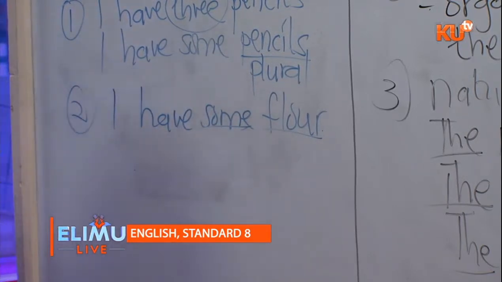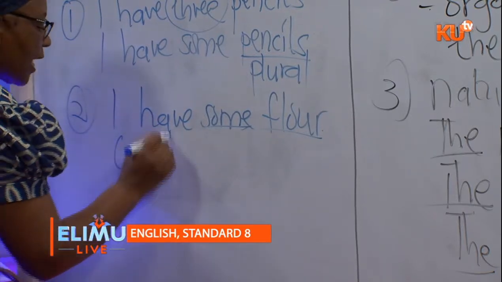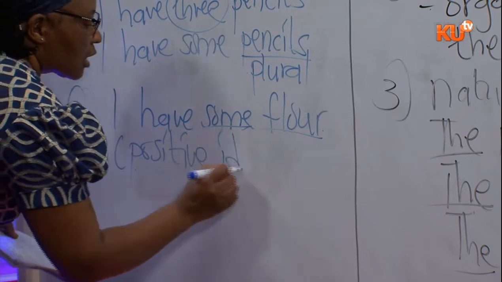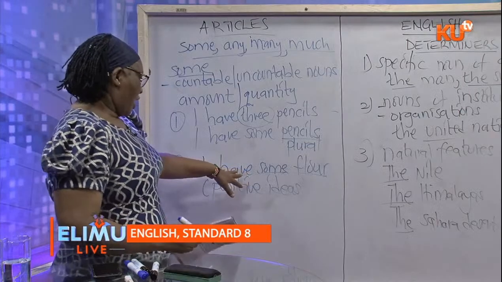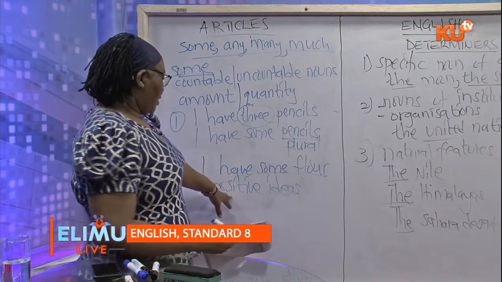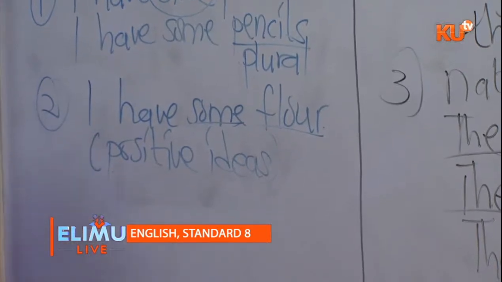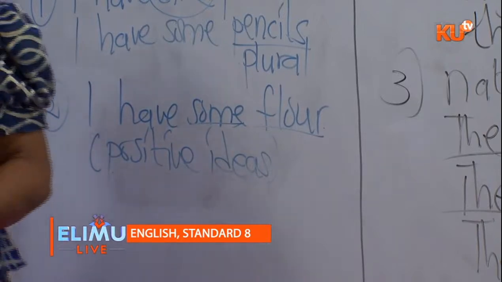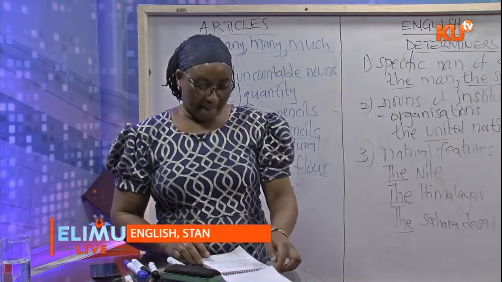It is also used with positive ideas. Now you see that here you have an amount of flour. If you don't have flour, you cannot say I have some flour. So it shows that it is positive. You have some amount of the item that you are referring to. That is the use of some.